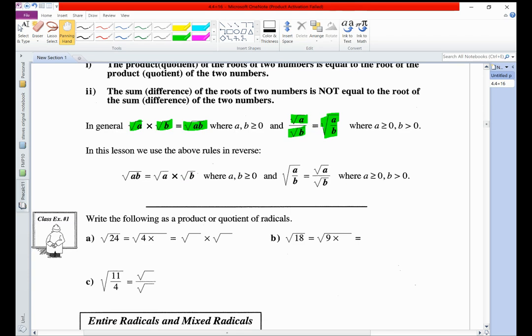And also we can look at those in reverse, right? We can split the square root of ab into the square root of a times the square root of b, and we can split the square root of a divided by b into the square root of a divided by the square root of b.